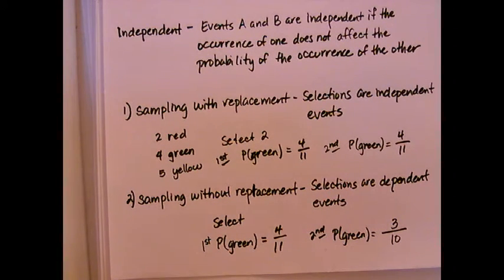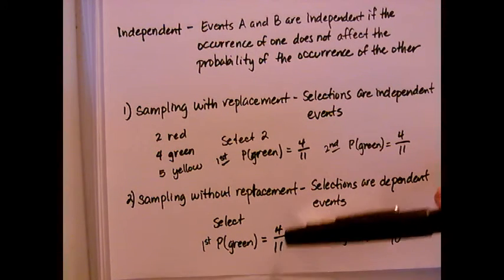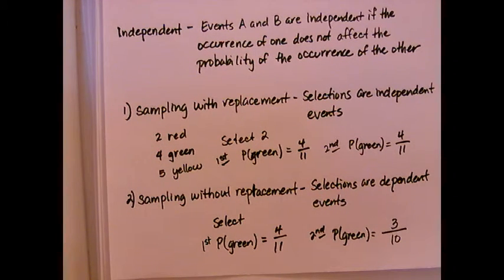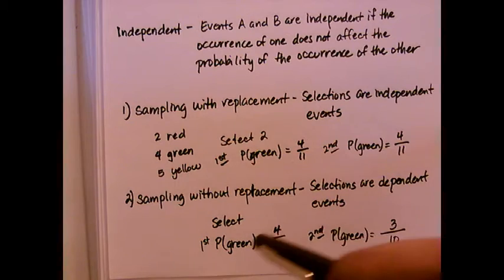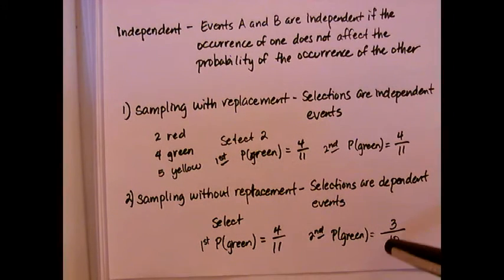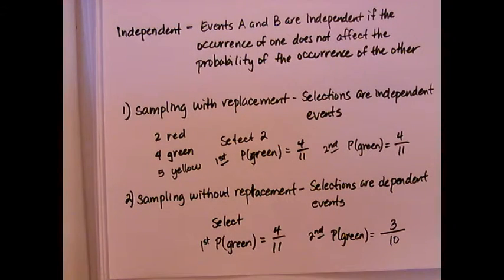Now, you can look at this and think, without replacement, your numerator and your denominator will decrease by 1 for each successive pull out of the hat. Okay, so that's what we mean by sampling without replacement. Because these are dependent events, whatever happens here will depend upon the first draw.